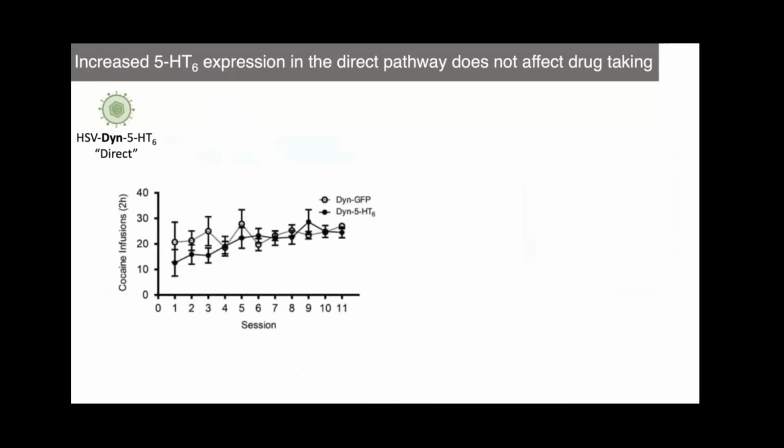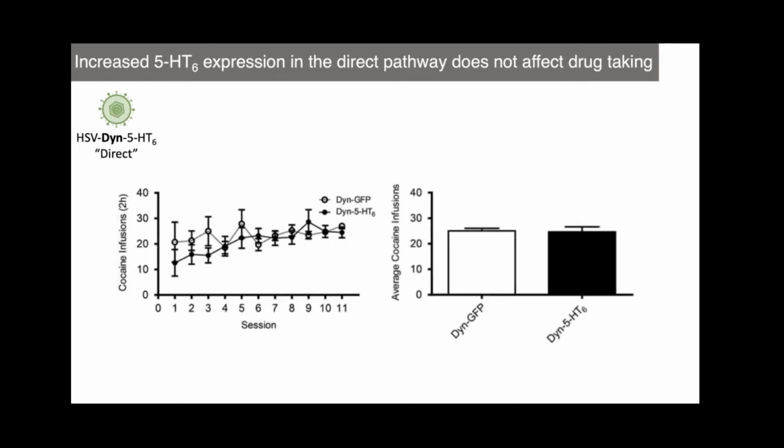And so I began by looking at the effects of increased 5-HT6 expression in the direct pathway. And this graph shows the average number of cocaine infusions during each 2-hour session. And what we see is that there is no significant difference in the amount of cocaine consumed between controls and rats with increased 5-HT6 signaling in their direct pathway. And this is true when we look at the average number of infusions.